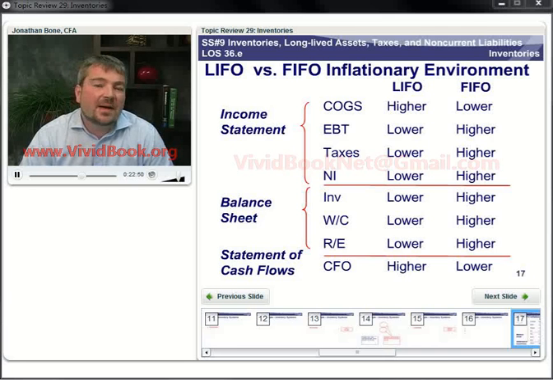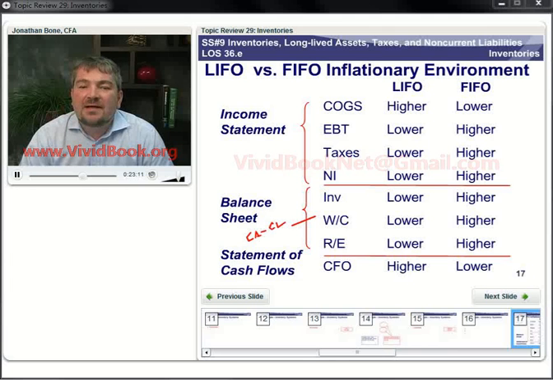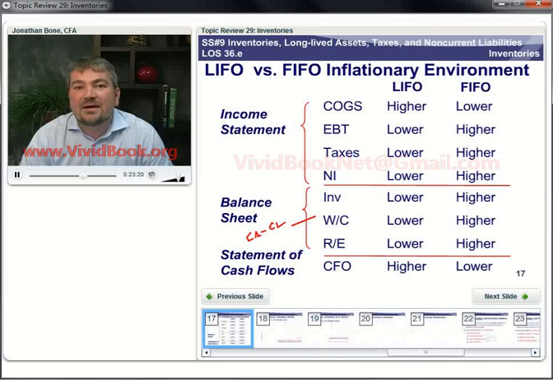Let's think about the balance sheet. Under LIFO, your ending inventory of course is the oldest purchases and as a result will be valued lower. Compared to FIFO where your ending inventory contains the most recent purchases and hence will be valued at a higher figure. Working capital, and if we just assume our working capital is current assets minus current liabilities, well of course, if ending inventory is a current asset, under LIFO you get a lower figure, so you get lower working capital. Under FIFO your ending inventory is higher, so your current assets are higher. Current liabilities of course are unaffected.